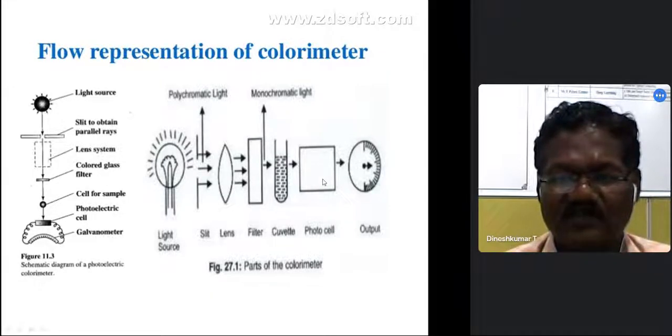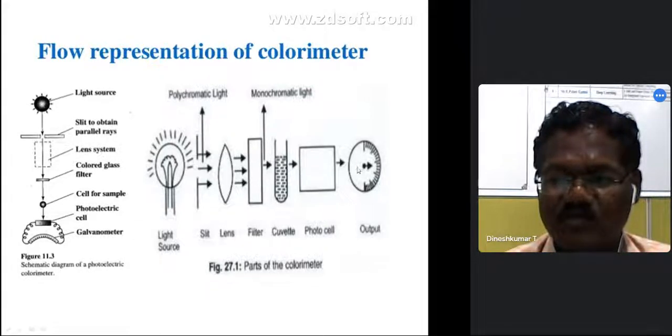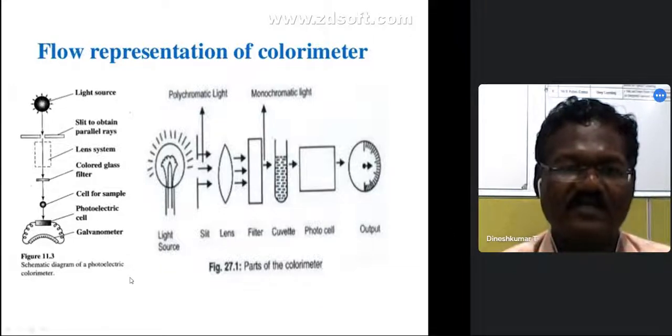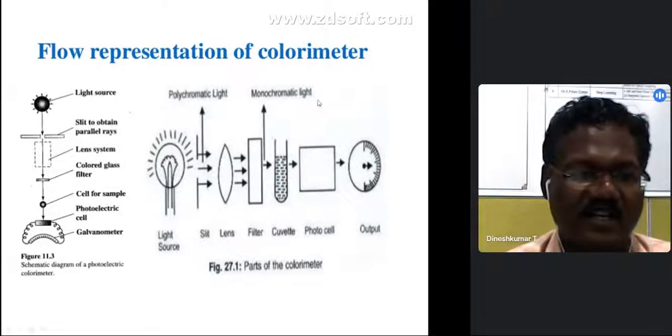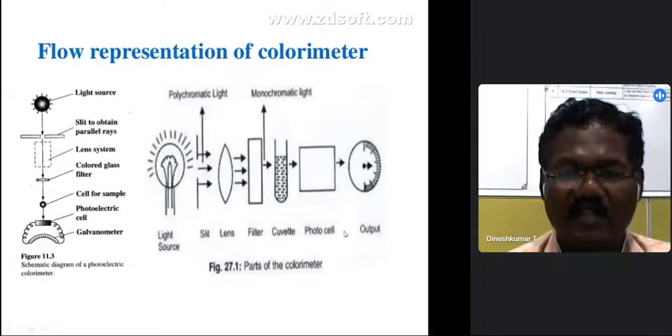After that, the photocell. We know the principle of the photocell: whenever light energy falls on this plate, electrical energy will be generated by the photocell. This is the basic principle of the photocell. After that, this electrical energy moves to the galvanometer, where the needle deflection shows how much it is deflected, and the value is shown using the needle. This is the basic setup, the flow representation of the colorimeter. Okay, one is the schematic diagram for photocolorimetry, and another one is the parts of the colorimeter setup.